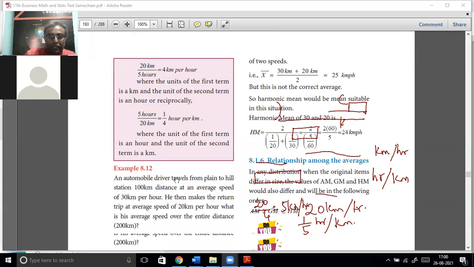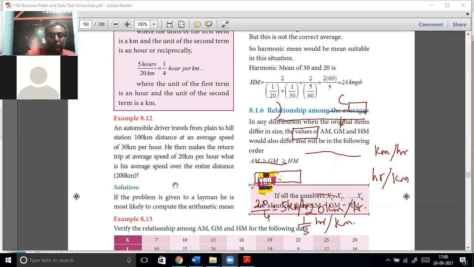I think we are finished there. We won't be able to go on. Example for harmonic mean we'll do on Saturday.